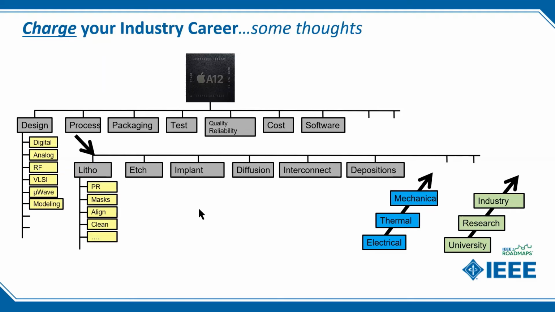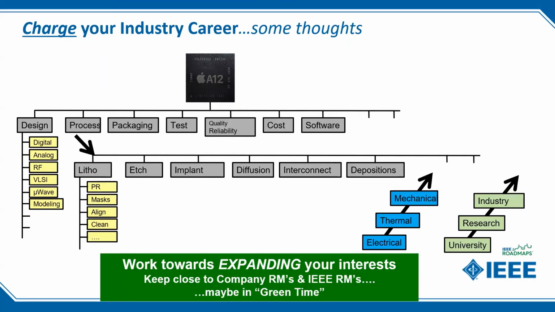As I'm going to tell you, my career started as an ion implant engineer at Motorola, and I progressed to the point where I was doing roadmaps for the Unisys products at that time. So that's the story I'm going to tell you in a few minutes here. But what you've got to do is try to expand your interest if you want to move up the chain, and you can use the roadmaps as a vehicle to do this.